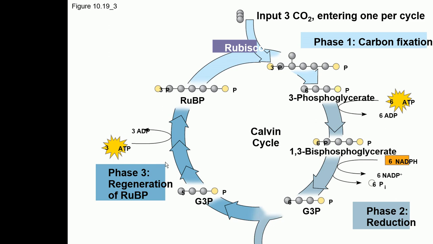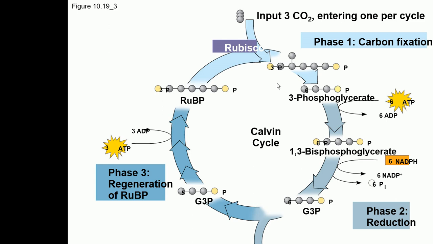Glyceraldehyde 3-phosphate has 1 phosphate, then there will be addition of 1 more phosphate with the help of ATP, and it gets converted into ribulose bisphosphate. So ribulose bisphosphate is ready, and the Rubisco enzyme is ready for more carbon dioxide to come and combine, and this cycle operates. This is the way organic molecules are formed.